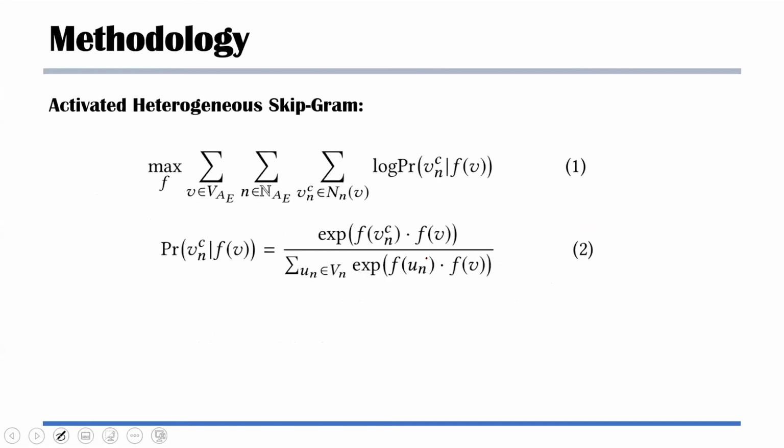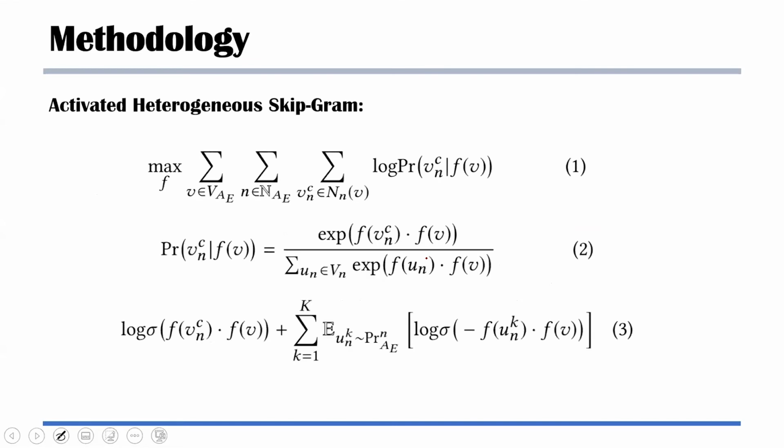So we're going to skip this part. This is the activated heterogeneous skip-gram embedding. In this part we also use negative sampling. So that's a little bit like a classical study.